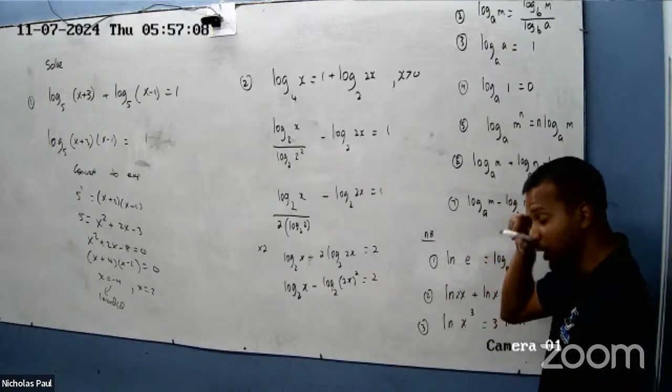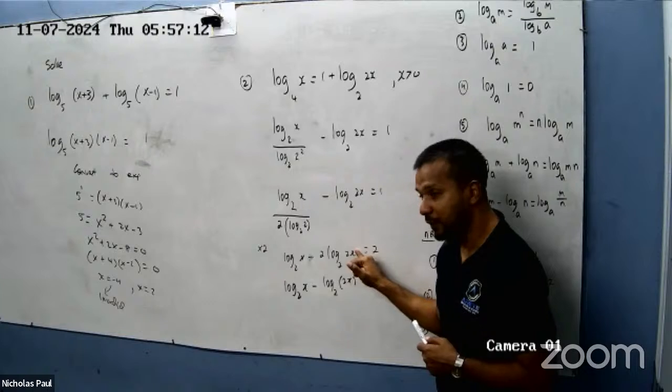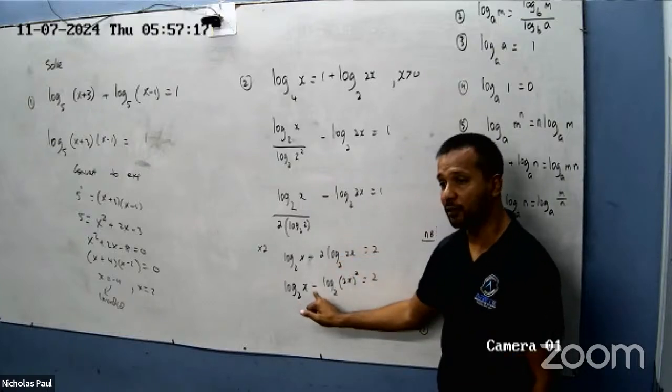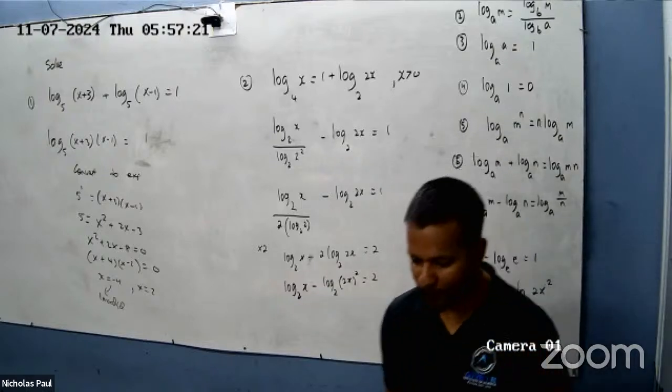I think you'll make a mistake here, so fix it fast. When you take the 2, you bring it to square this whole thing, right? Now, same base, minus, so what are we going to do? Divide, right? Fix it quick.